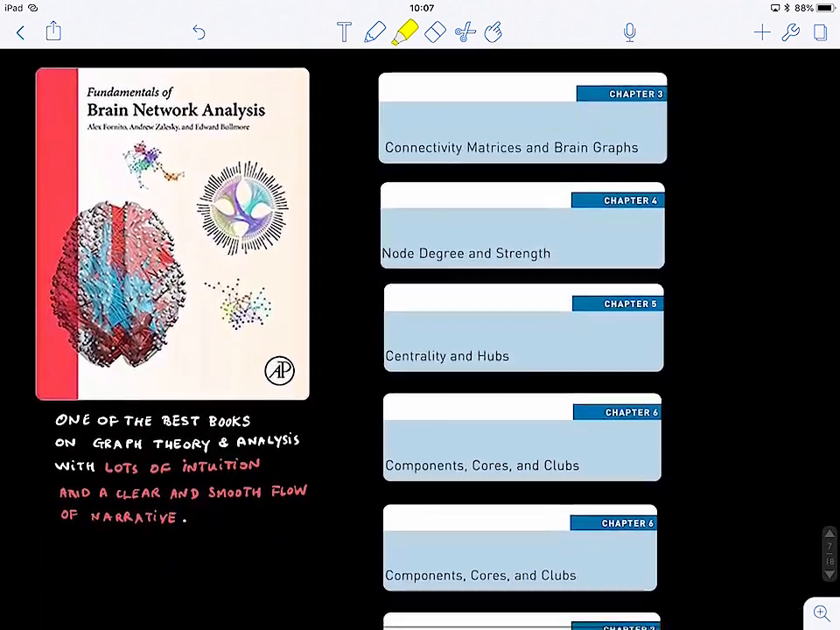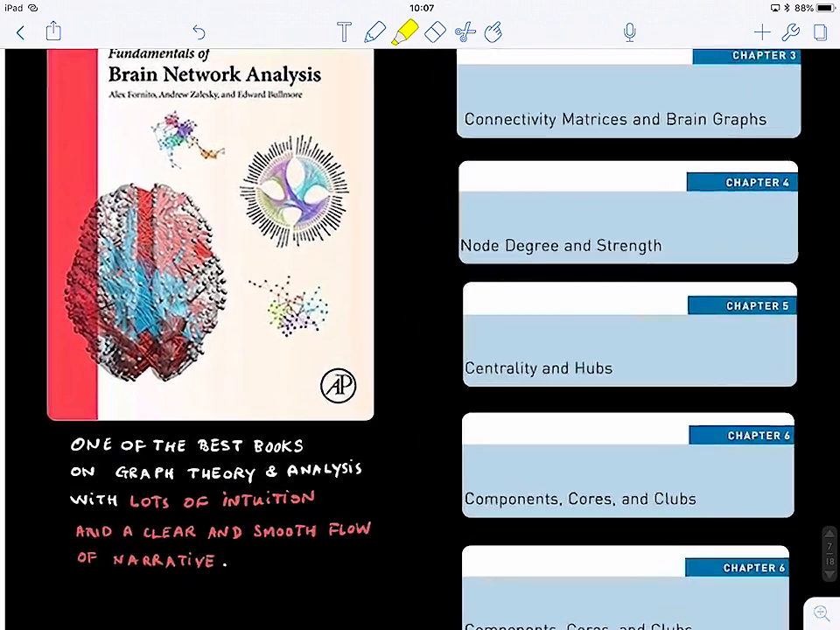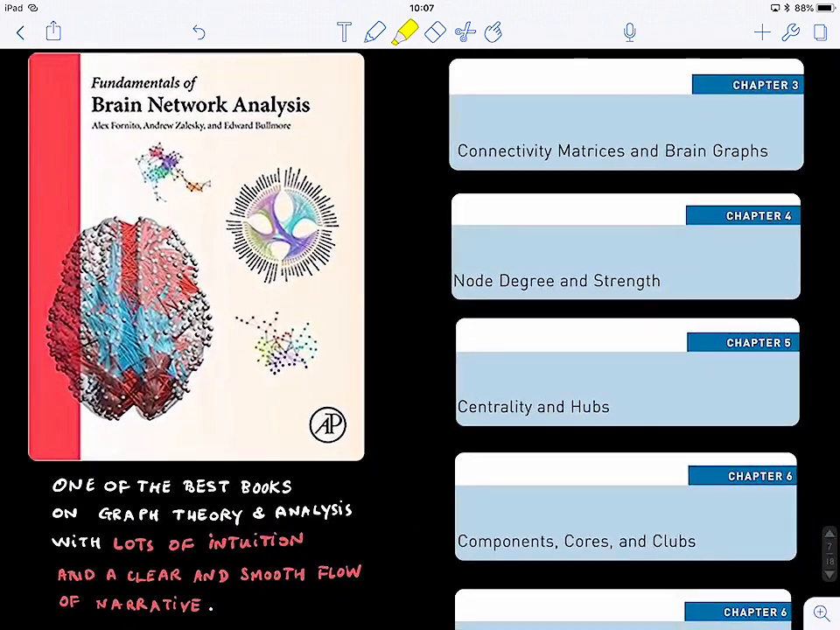Now, let's look at what we are going to cover in this course briefly. We're going to cover many things, as I mentioned earlier, but I would recommend you have a look at this book. It's one of the best books on graph theory and analysis. What I love most about this textbook, what is unique about it, is that they always use the word intuition, which is rarely present in textbooks. They say the intuition of using this or that, or moving from this solution to the other solution is this. So they clarify intuitions.